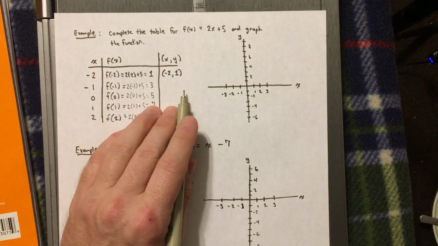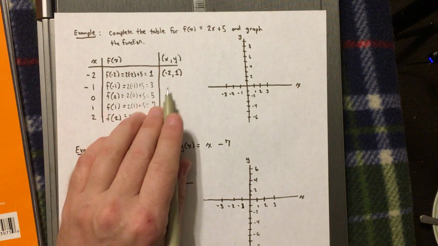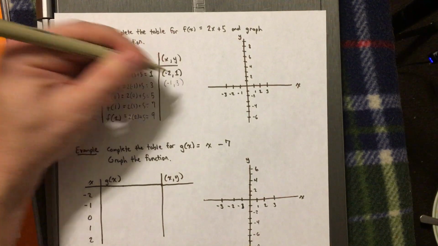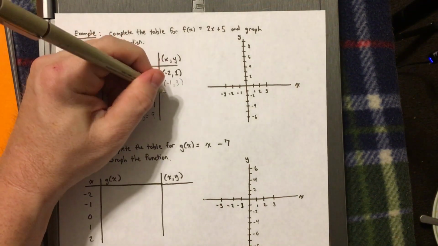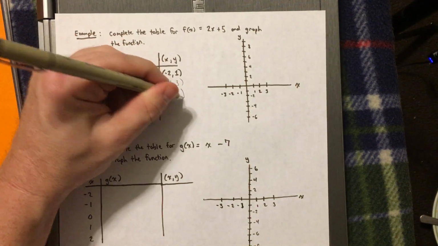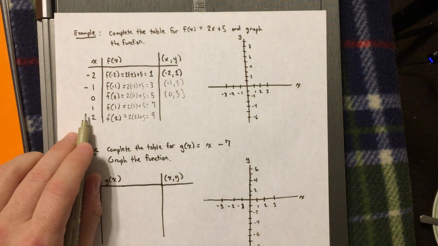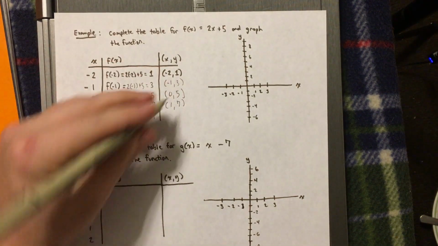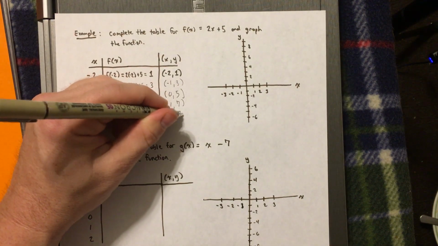Now let's look at what the ordered pairs would look like. So the next one down would be the ordered pair, -1, 3. The next one would be at 0, 5. The next one would be at 1, 7. And then the last one would be at 2, 9.